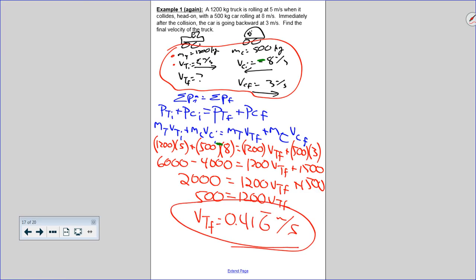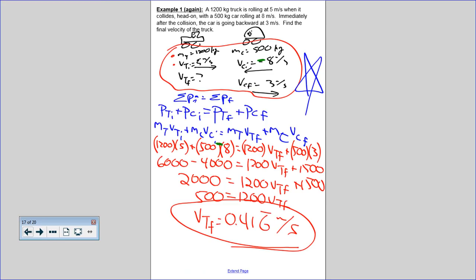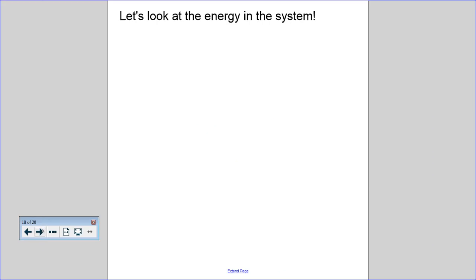Okay? So the biggest thing with solving these problems is going to be making a drawing, watching your signs, writing out your givens. Okay? That honestly is all there is to this chapter. Almost every problem is just like this. Okay? All right, so a couple, I guess, minor variations. So first of all, let's take a look at the energy in the system. Okay? So here is what we know.